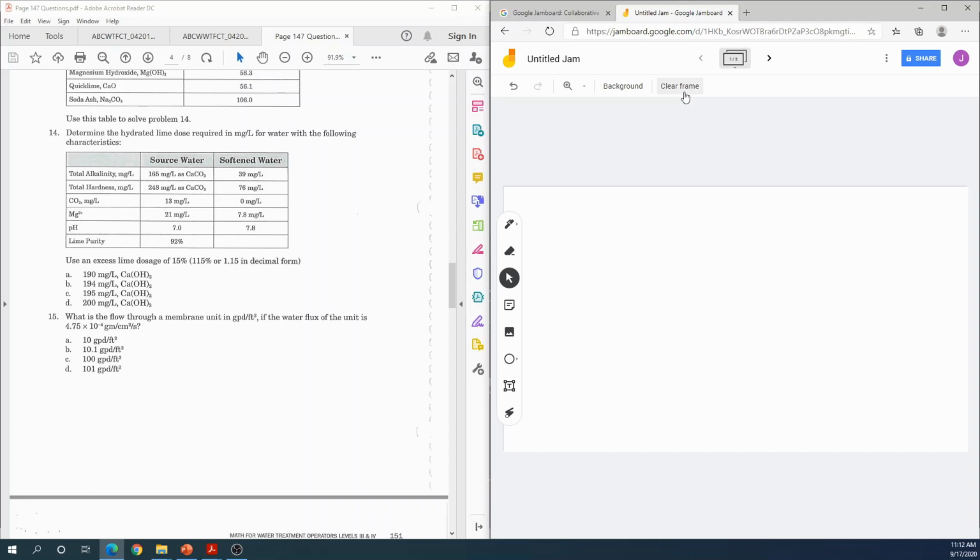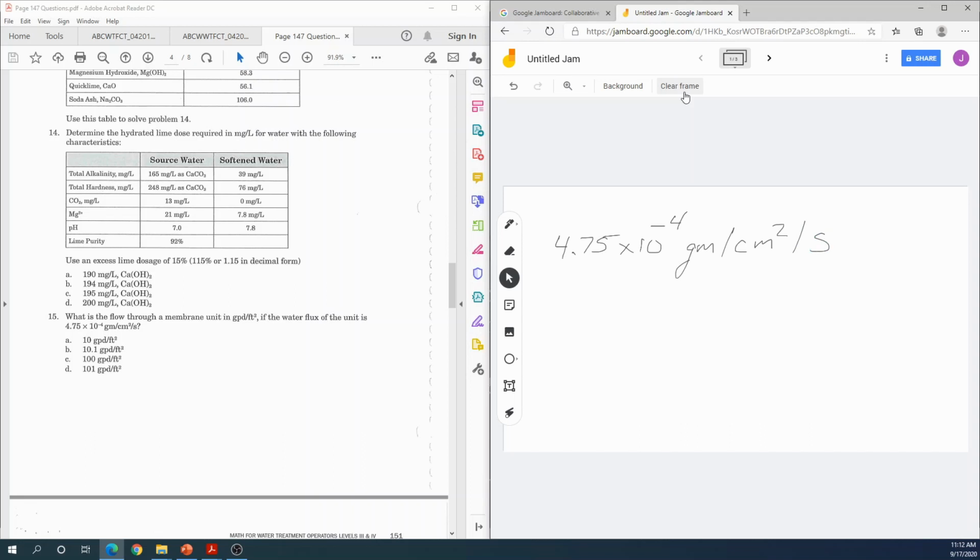So this one's going to look a little bit overwhelming, but we're just going to go slow. We're going to track our units, and hopefully this is all going to make sense. So first off, let's start by writing out what we know. We know we have 4.75 times 10 to the minus fourth grams per centimeter squared per second.